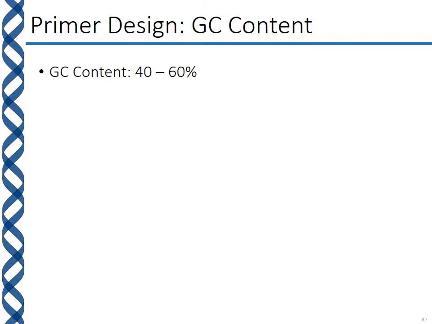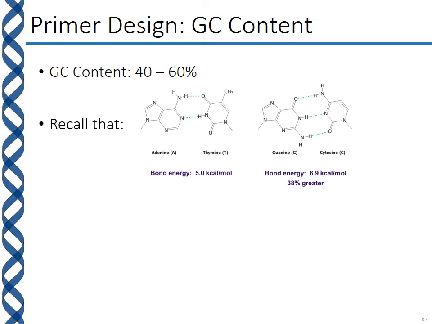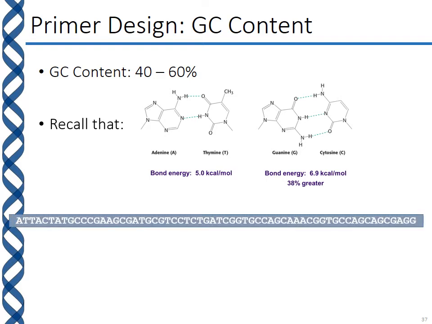Okay, so now let's take a look at GC content. As I mentioned previously, the GC content you typically want to be between 40 to 60%. And the reason for that is that an AT base pair has 2 hydrogen bonds, while a GC base pair has 3 hydrogen bonds. So you need more energy, in the case of PCR thermal energy, to break a GC bond than you do an AT bond. And let's take a look at why that matters for primer design.